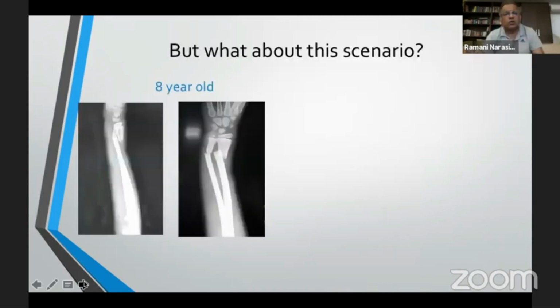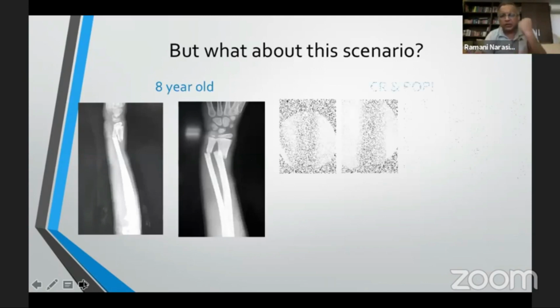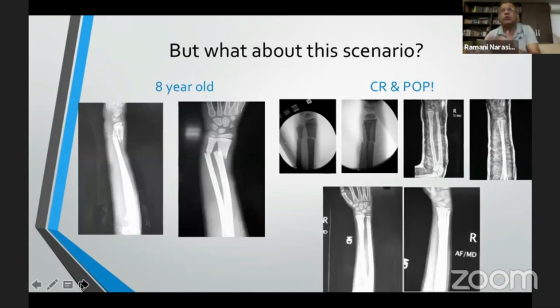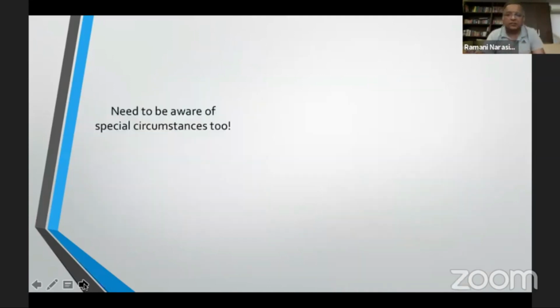But what about this scenario? This is an 8-year-old where, when I did this particular reduction, it seemed to be very stable. There was a very good alignment, and we put a plaster. After that, this kid actually went on to heal very well with a good alignment. But what was the crux? The crux was we changed the whole cast into a very snug cast after 2 weeks, taking care that all the angulation and the interosseous space was maintained.